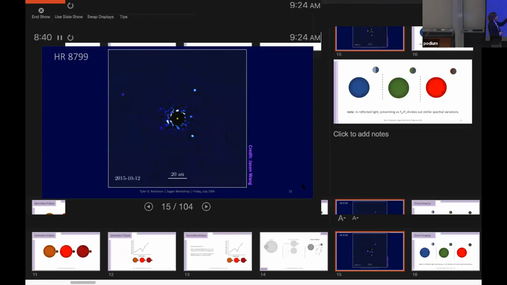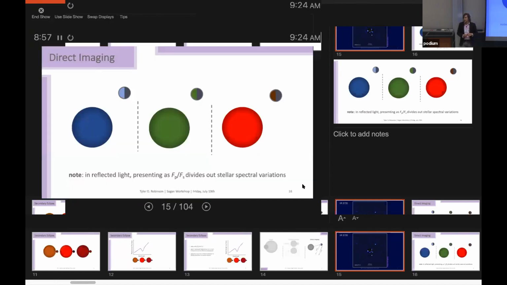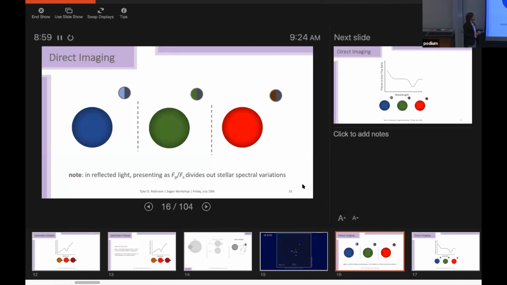This is the famous HR 8799 planetary system that has at least 4 of these hot, young Jupiters in the system. And a coronagraph has been used to beat down the light from the host star to allow you to see these gas giant exoplanets. And so this is direct imaging in the thermal infrared. Let's talk for a second about direct imaging in reflected light. And so here I have a cartoon again of a planet-star system at 3 different wavelengths, blue, green, and red.